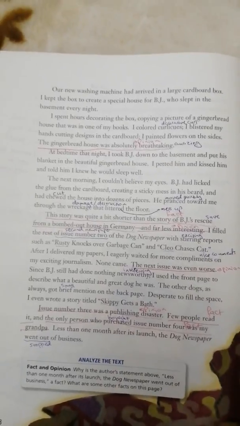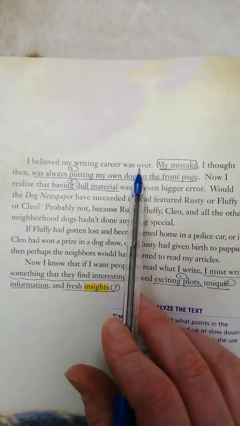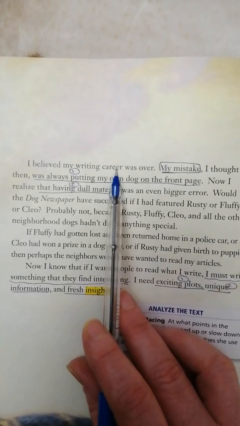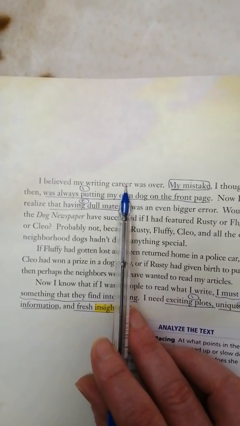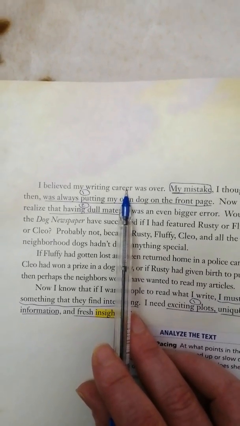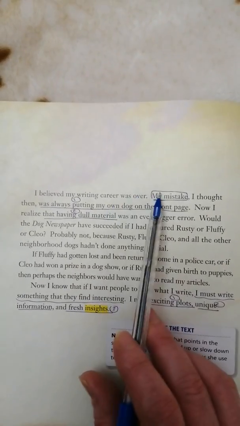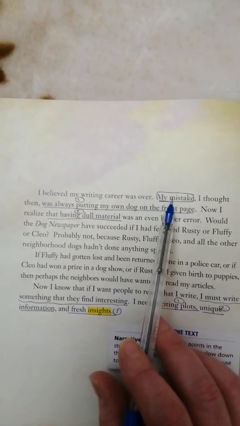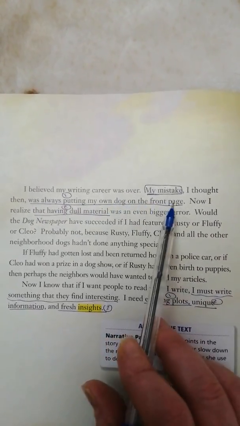Okay, now let's see what was her mistake. I believed my writing career was over. Now, she started her writing career when she was 10 years old, and only for 1 month she was writing in a newspaper and her career was over. Only in 1 month, because I'm sure she made a mistake. My mistake. Now she admitted what her mistake was. I thought then it was always putting my own dog on the front page.